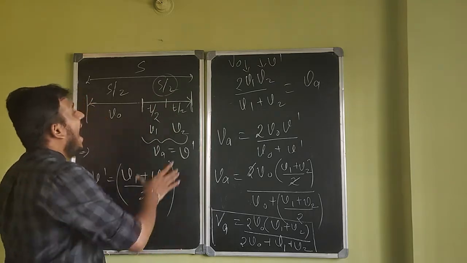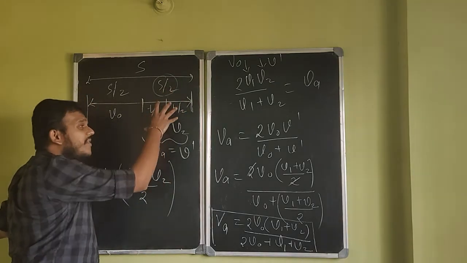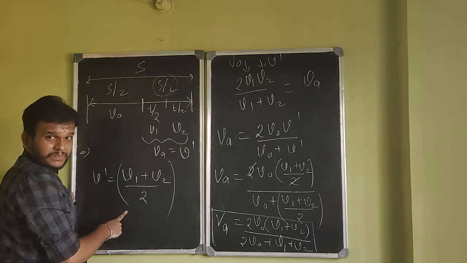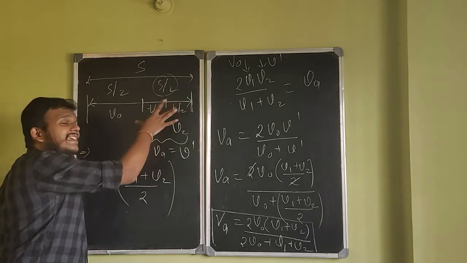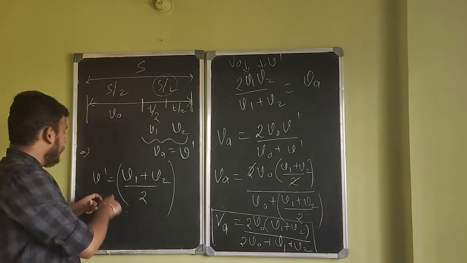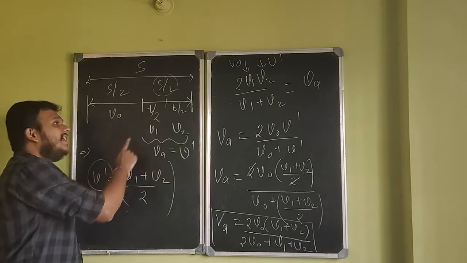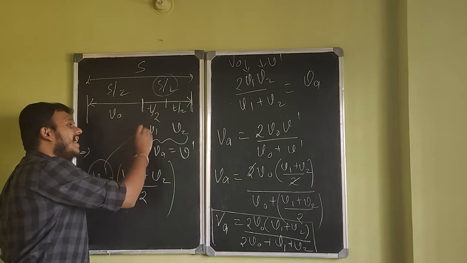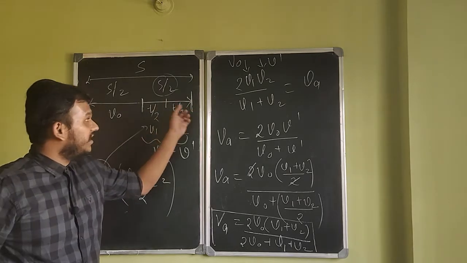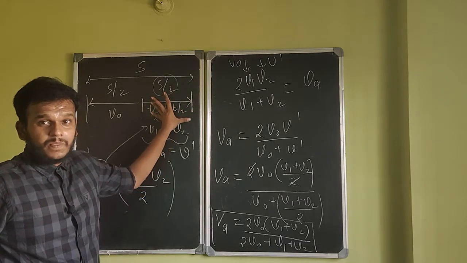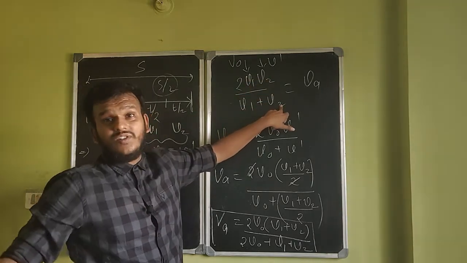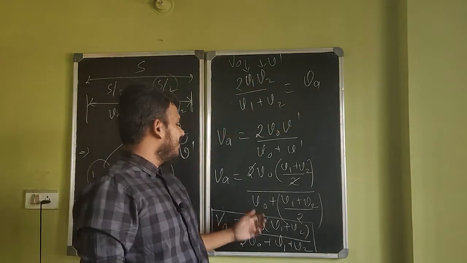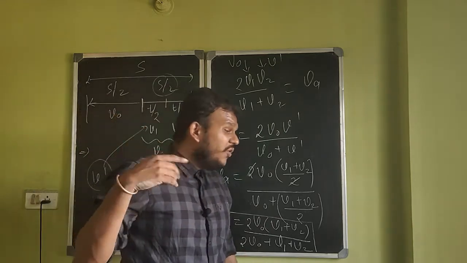So what I did, I solved first the second half, got the average velocity there using this case, and used whatever velocity I got there to be the velocity during this entire journey. This velocity V dash can actually be used as the velocity during this entire journey, and then I used this formula 2V1 V2 by V1 plus V2 as the average velocity in the first case, and eventually got this. But what if you don't know these formulas?